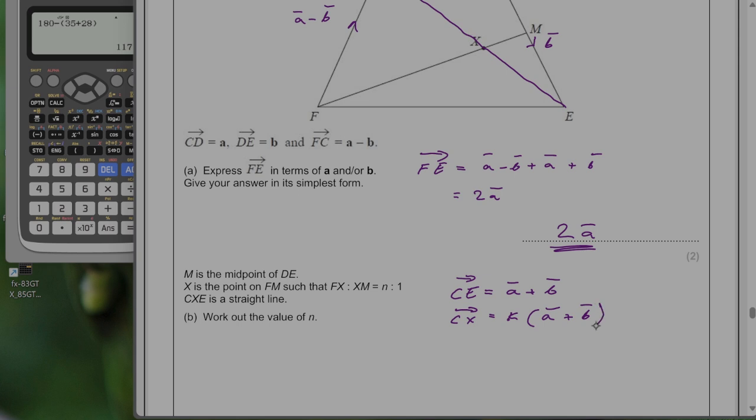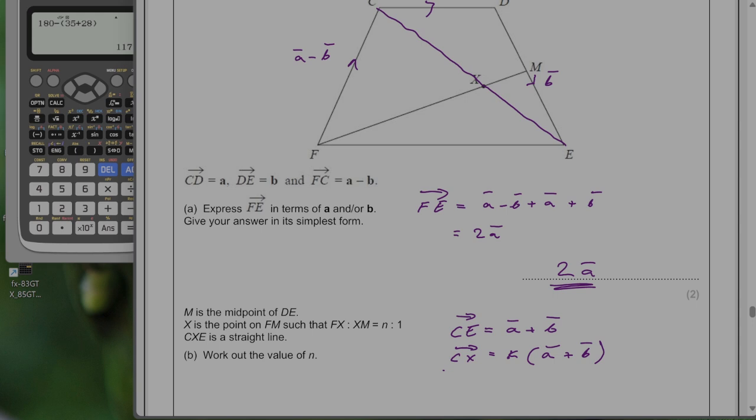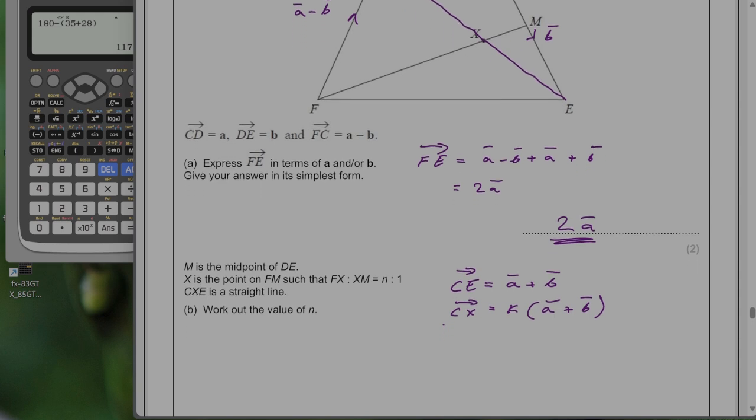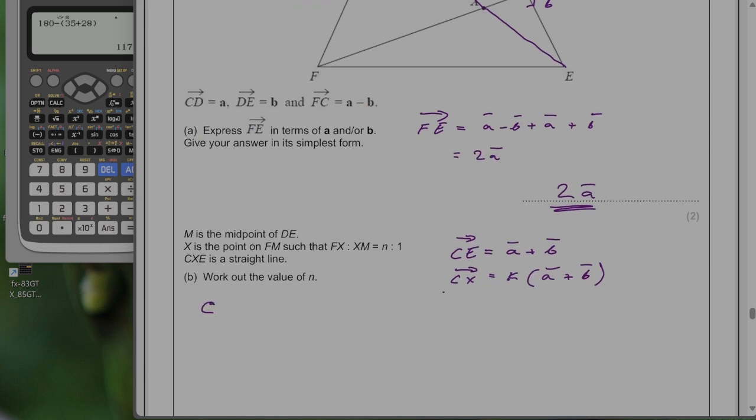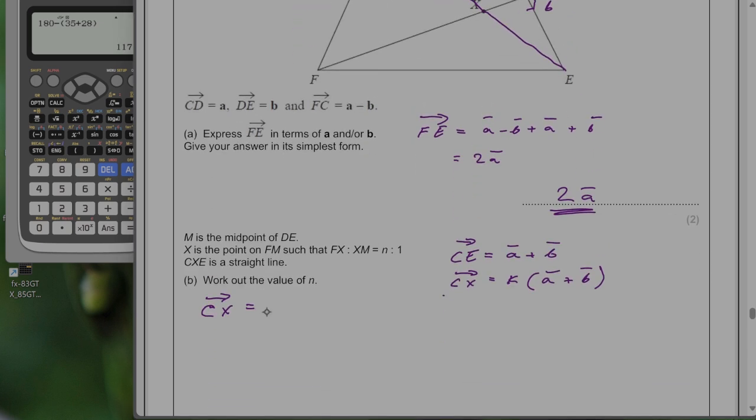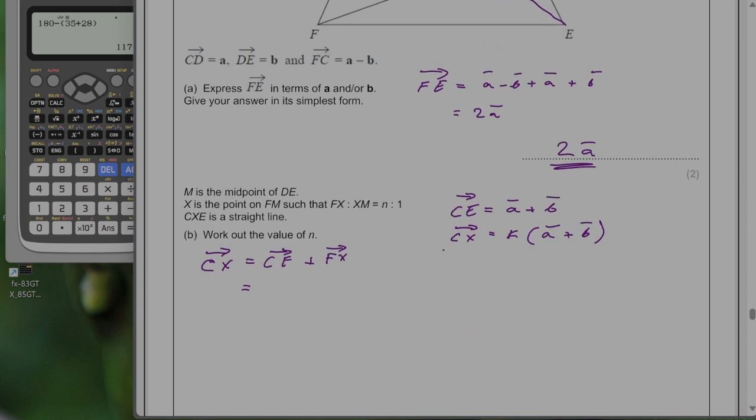Right, and I'm going to come back to that, and work out CX using a multiple of FM. So I'm going to say that CX has got to be equal to CF plus FX. Right, so CF is, going backwards along that branch, minus a plus b.